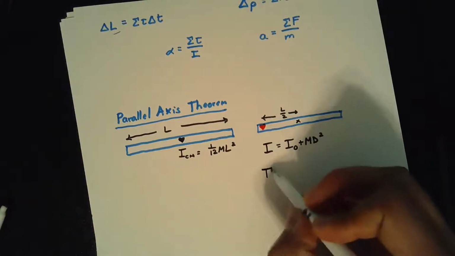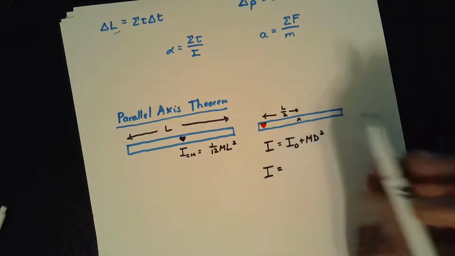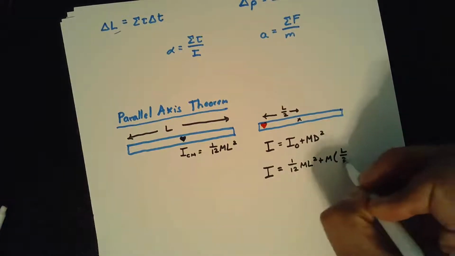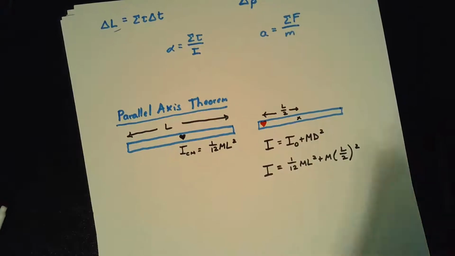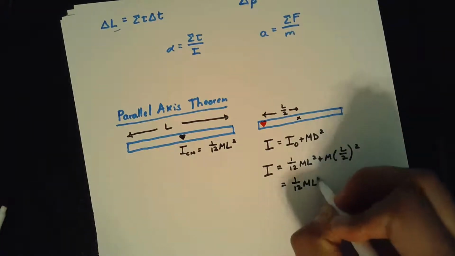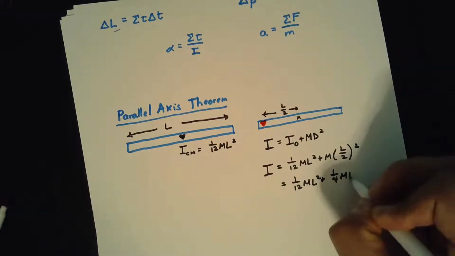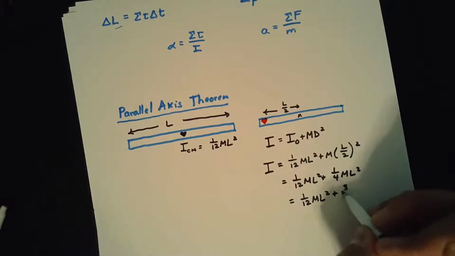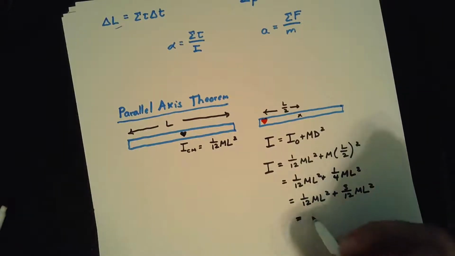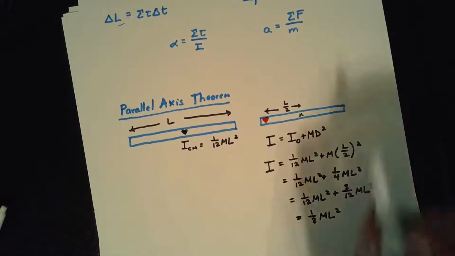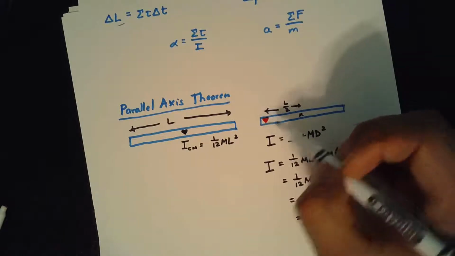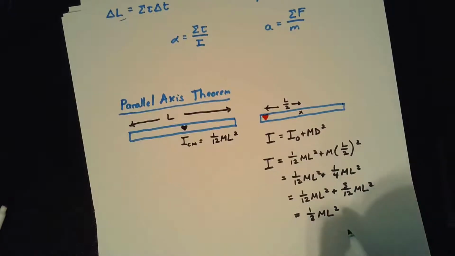So as I write this, originally it's 1/12 ml squared, but then I moved it L over 2 squared. That's 1/4 ml squared, so this is 3/12 ml squared, and then in the end, I get 1/3 ml squared, which is another one that we do know. The moment of inertia around the end of a long, thin rod is 1/3 ml squared. Aisha, I hope that makes sense.